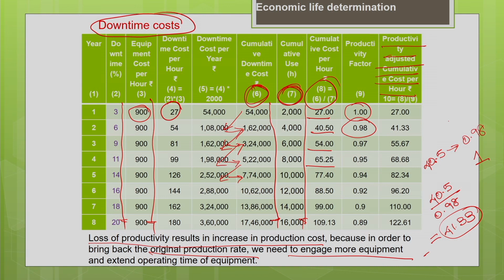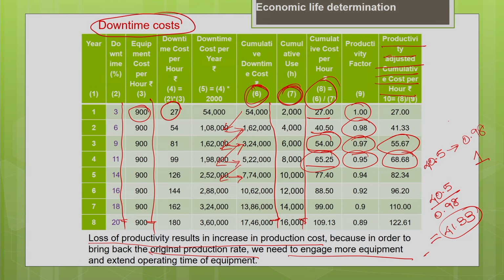Okay. So you are going to find that by dividing the 8th column by the 9th column. Okay. 54 divided by 0.97, I will get 55.67. 65.25 divided by 0.95, you get 68.68. Okay. So this gives you the productivity adjusted cumulative cost per hour. Okay. So you have calculated the downtime cost.